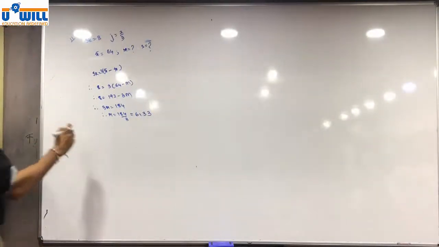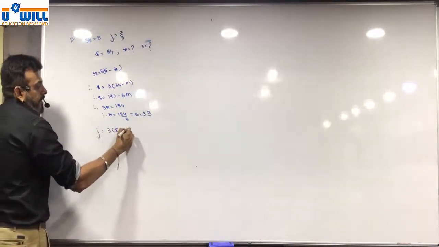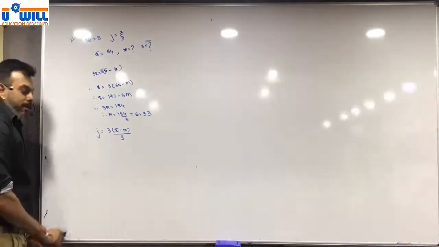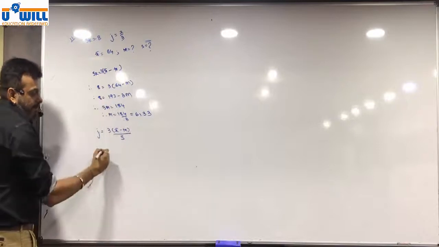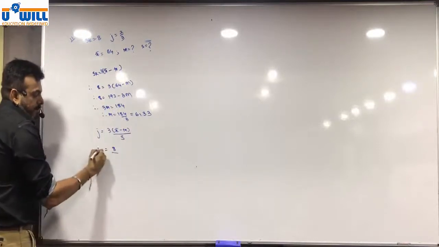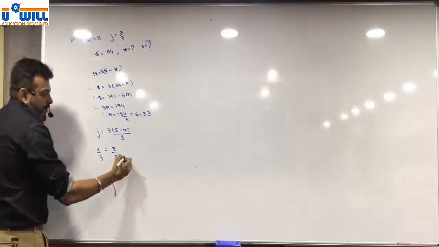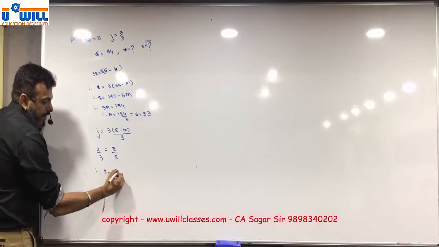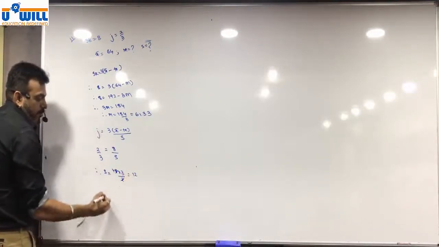Now, J is equal to 3x bar minus m upon s. Now, already 3x bar minus m skewness is given, which is 8. So, directly 8. 2 by 3 is equal to 8 upon standard deviation. We cross multiply. Standard deviation is equal to 8 into 3 divided by 2, which is equal to 12.